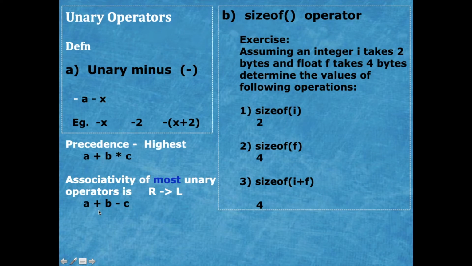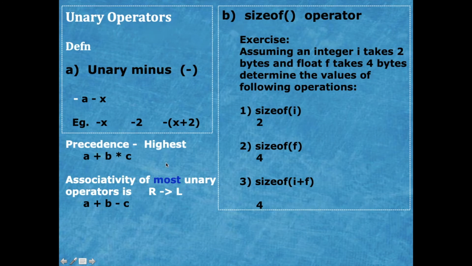So associativity is the order in which operations are done in the same precedence group. That means if two operators have the same precedence, then we use the concept of associativity. The associativity of unary operators is right to left. If we have two unary operators, then they will be evaluated from right to left. Now why did I highlight the word most over here? That you will come to know when we do increment and decrement operator.